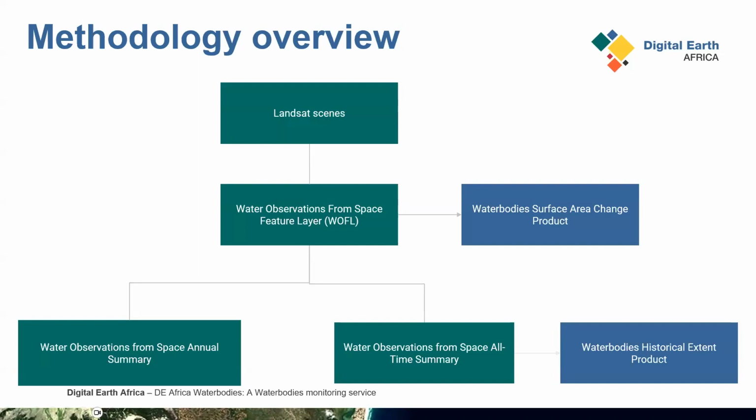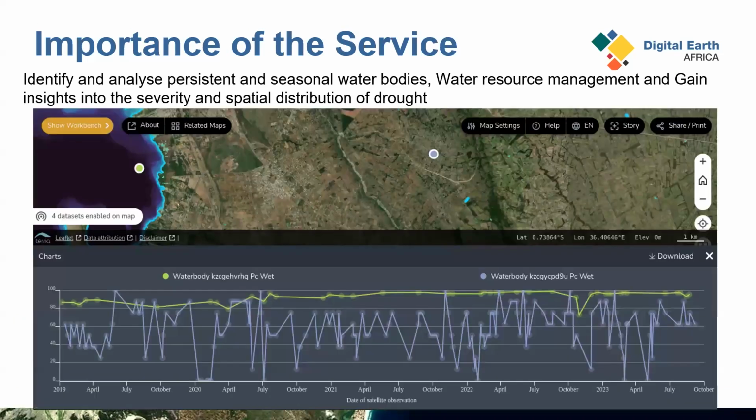So the importance of this particular service is to help us identify and analyze persistent and seasonal water bodies for water resource management, and also gain insights into the severity and the spatial distribution of drought. That's one of the most important reasons why these services were developed.